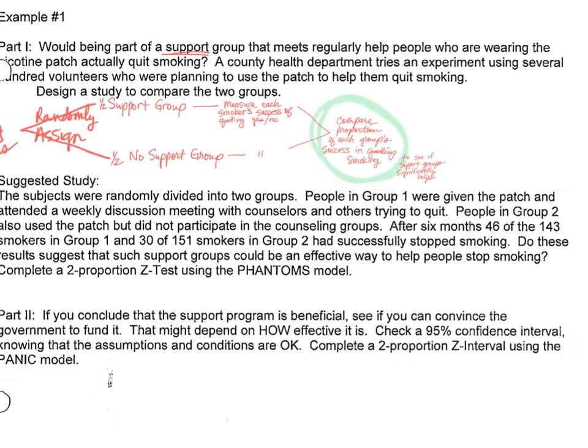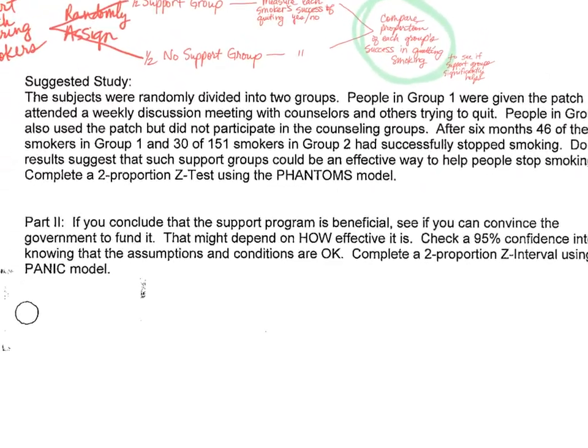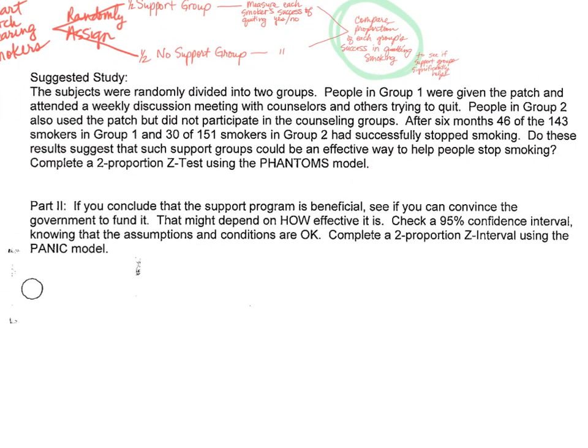All right. So here we go. Let's now go ahead and take a look at the suggested study. Here it is. Subjects were randomly divided into 2 groups. Check, that's what we did. People in group 1 were given the patch and attended weekly discussion meetings with counselors and others trying to quit. Okay, we did that. People in group 2 also used the patch but did not participate in the counseling group. Okay, good job, we did that.